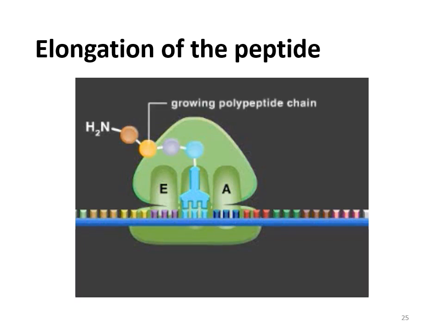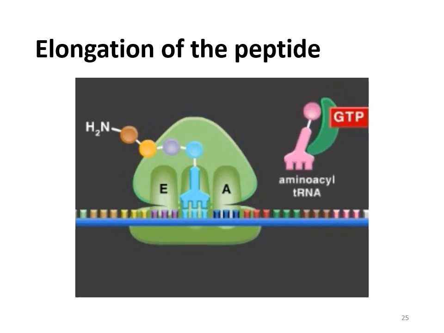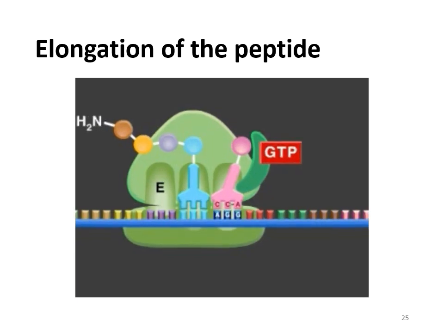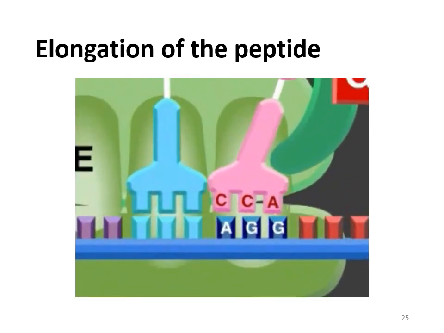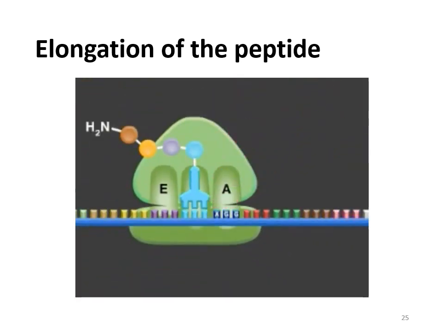To extend a growing polypeptide chain, the ribosome must select the correct amino acids that are specified by the messenger RNA. An aminoacyl tRNA bound to elongation factor Tu, EF-Tu for short, enters the free A site on the ribosome. If the anticodon of the charged tRNA does not match the codon in the messenger RNA, the tRNA is rejected. The process of trial and error repeats until the correct tRNA is identified.